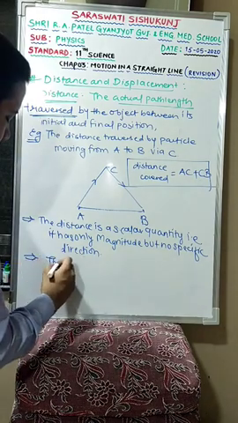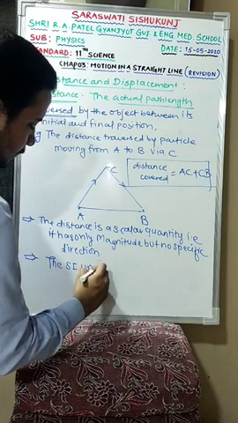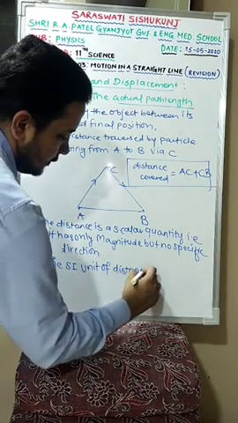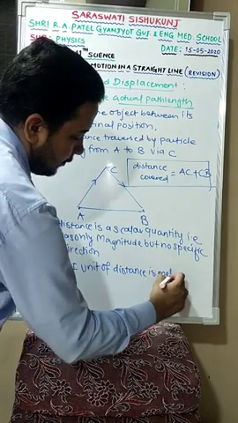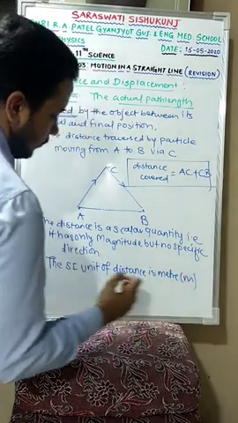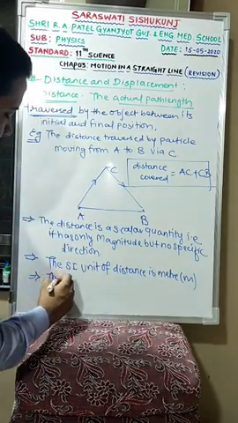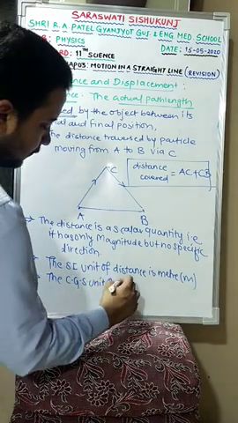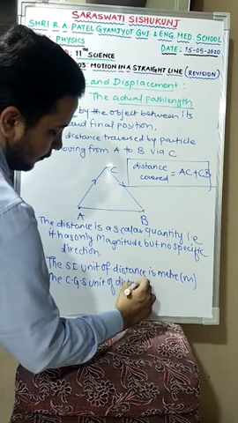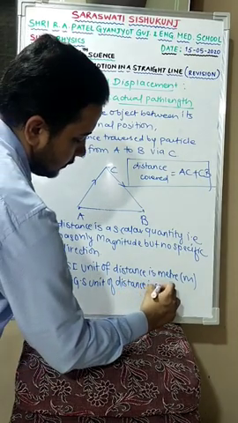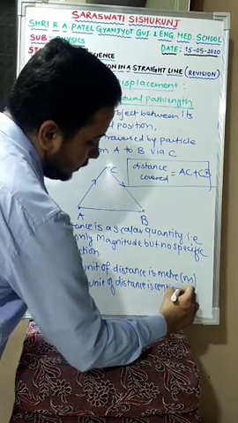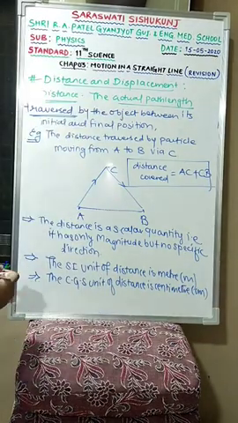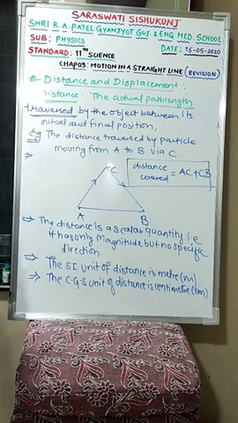The SI unit of distance is meter. The CGS unit of distance is centimeter. Remember one thing over here, one important point.